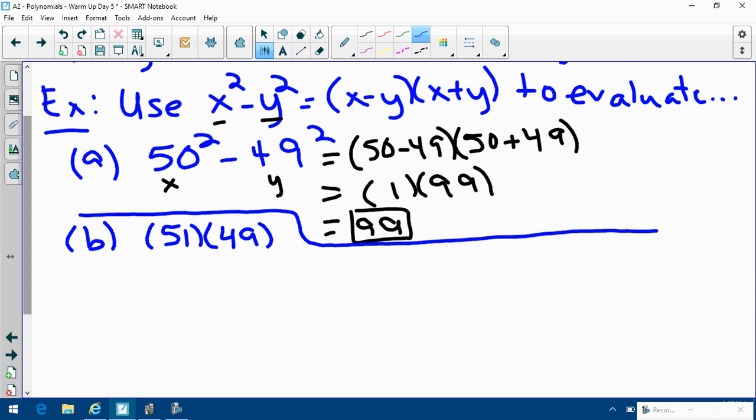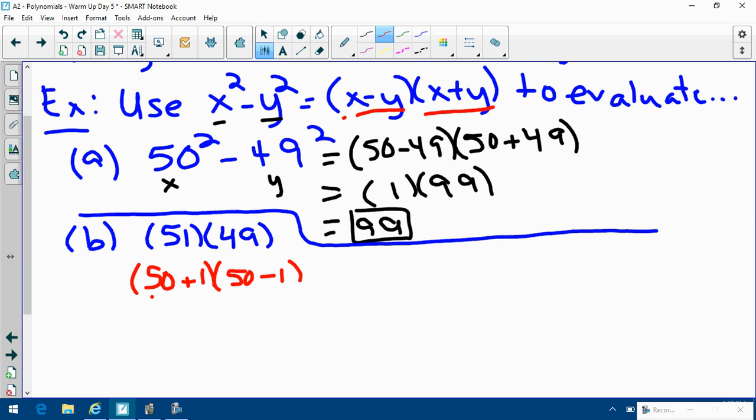This is kind of going the other way. So I don't have two things squared, I have two pieces multiplied. So it's like I'm looking at this. And how could I think of it like that? Well, I could think of 51 as 50 plus 1. And I could think of 49 as 50 minus 1.